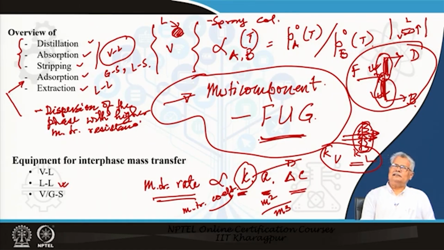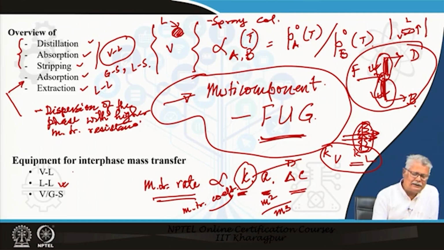So, in such cases, in any equipment, there will definitely be dispersion of one phase into the other. The second part of it will be the agitation, and for dispersion as well as agitation you need to spend power. So, quite naturally there will be expenses on this particular account. So, these are the basics of choosing the vapor liquid transfer, the liquid liquid transfer, and the vapor or gas to solid transfer as well.